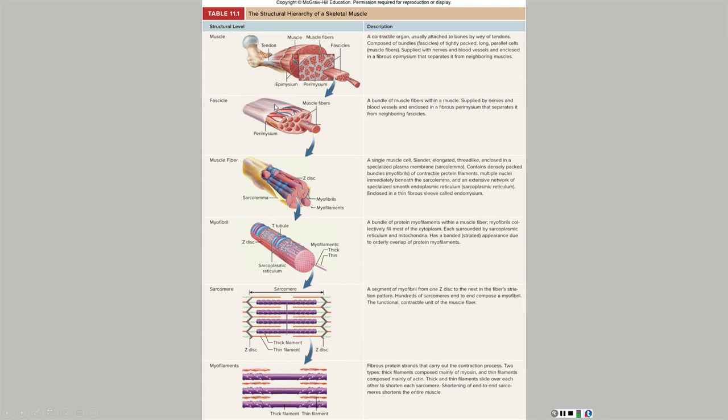But before we go down to the next level, let's look at some of the membranes, the connective tissue sheaths that we can see here. Well, the muscle itself is wrapped by a connective tissue called the epimysium. The epimysium is continuous with the tendon, if there is one. The tendon then is continuous with the connective tissue that wraps the bone.